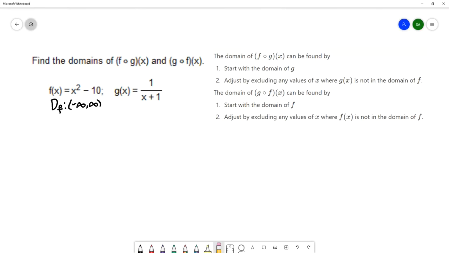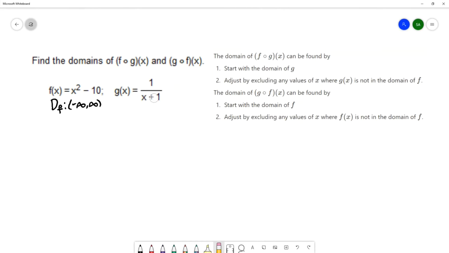Then let's look at g of x. G of x is 1 over x plus 1. This is called a rational function. It's a rational function because it has a variable in the denominator. And rational functions could possibly have restrictions. Because we have a fraction and a variable in the denominator, we are concerned about dividing by 0. Dividing by 0 is something that is undefined in mathematics. So we want to avoid that.